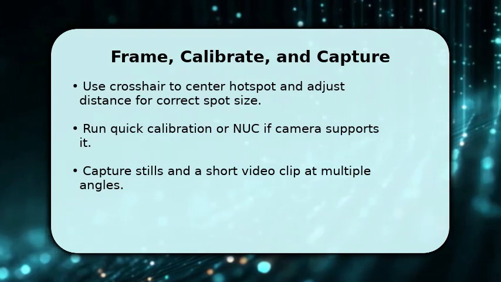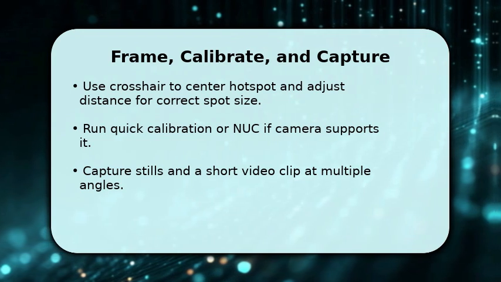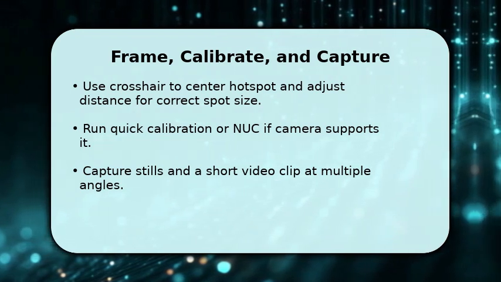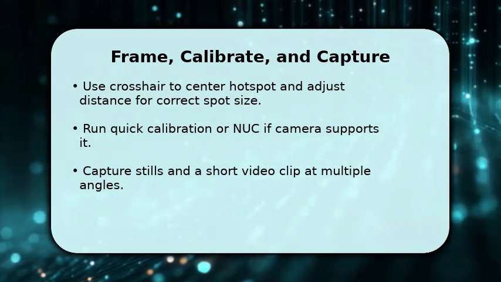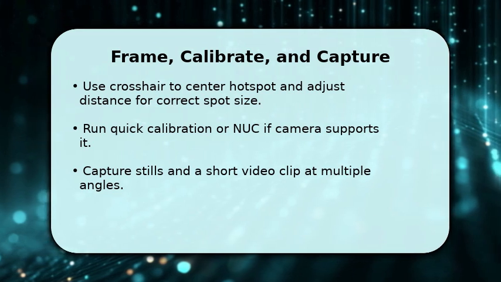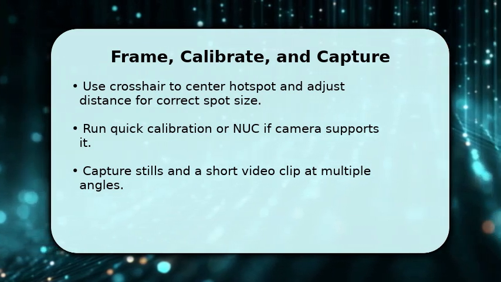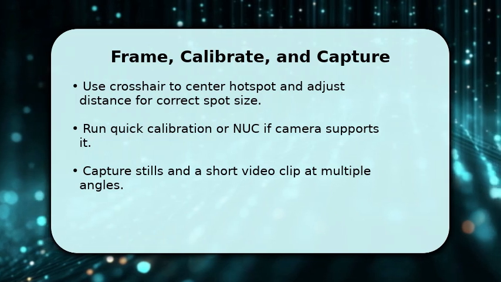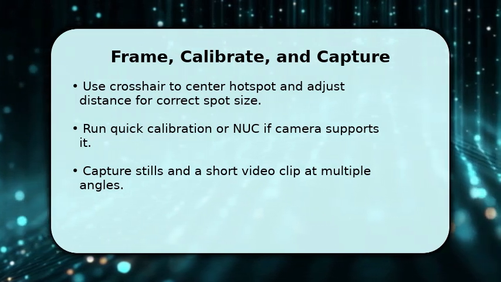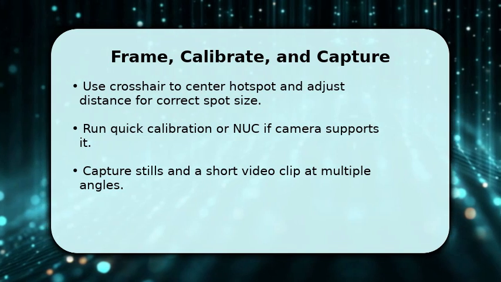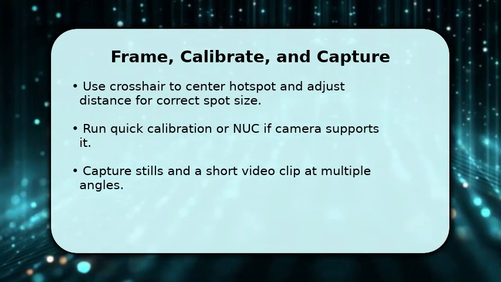First, center the crosshair on the highest interest area and confirm the spot size fits within the target. If not, move closer or change lens. Next, perform a quick calibration or non-uniformity correction, NUC, if available, to stabilize the sensor response. Adjust emissivity and temperature range as you refine exposure.